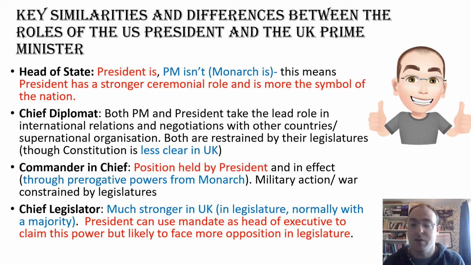The President is the head of state in the USA. The Prime Minister isn't the head of state in the UK. The monarch is. Now, this means the President has a stronger ceremonial role. They're more of a symbol of the nation, particularly at moments of crisis. Whilst in the UK we might look towards the monarch, in the US they would very much look towards the President.